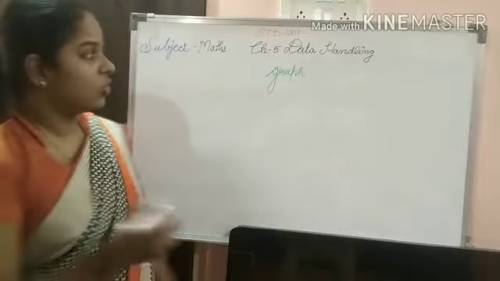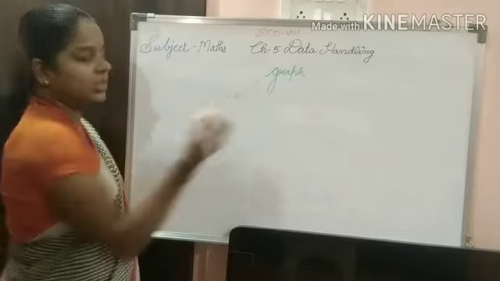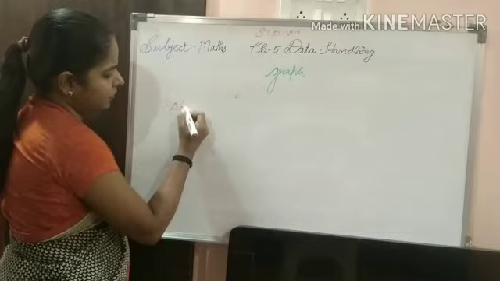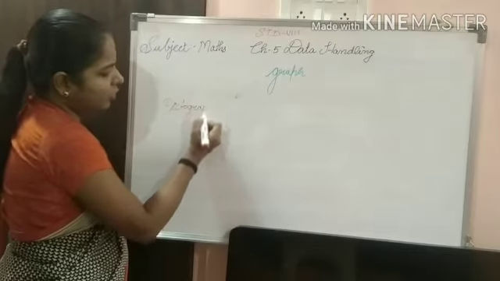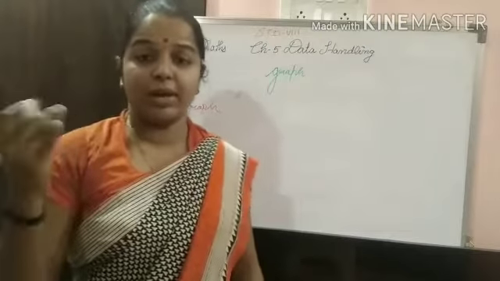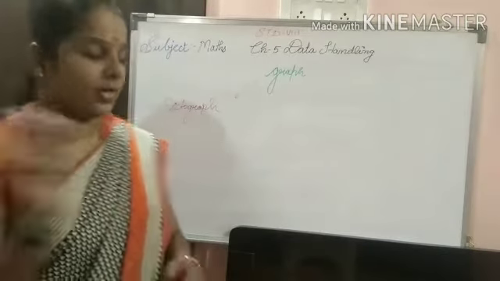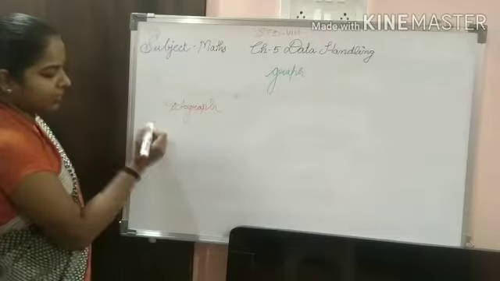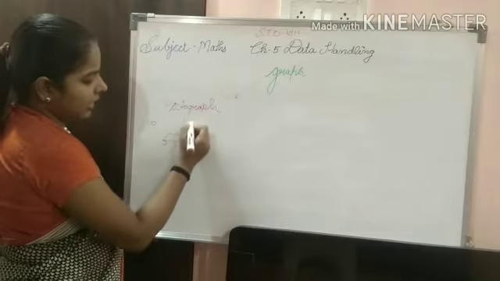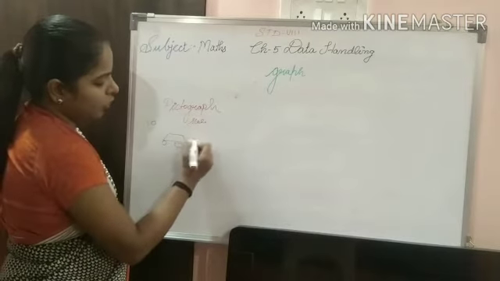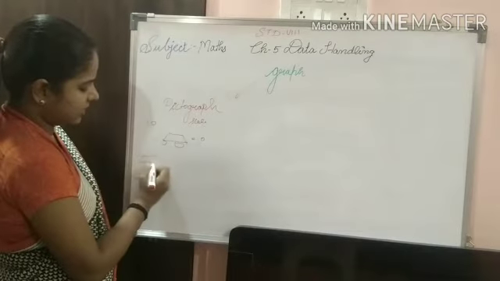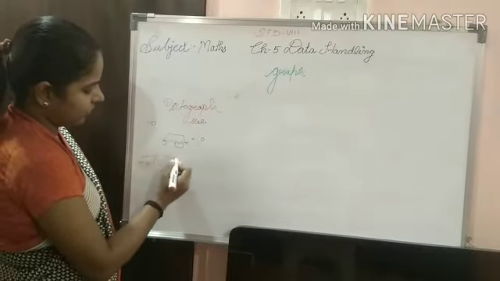Okay, students? So the first graph we are aware of is the pictograph. In a pictograph, what is happening? A proper picture is made and then it is used to represent. For example, if I want to represent 50 cars, I can make a car shape, and here I can write the scale is equal to 10. Like that I can represent 5 cars for representing 50.